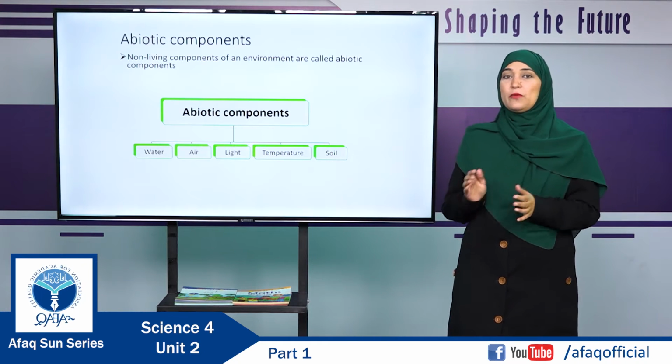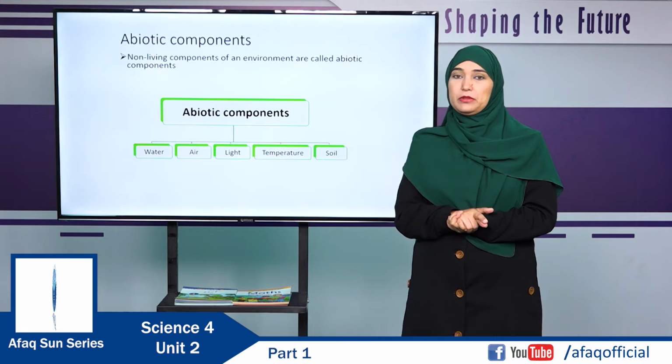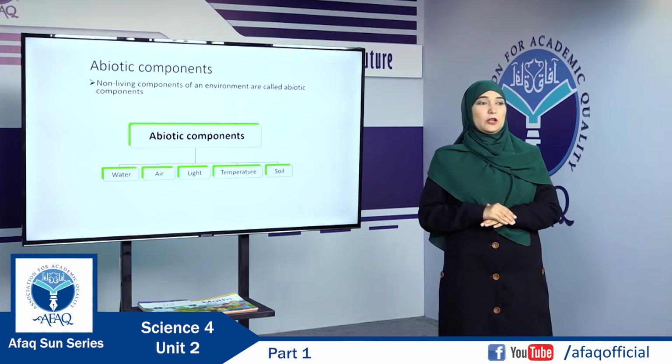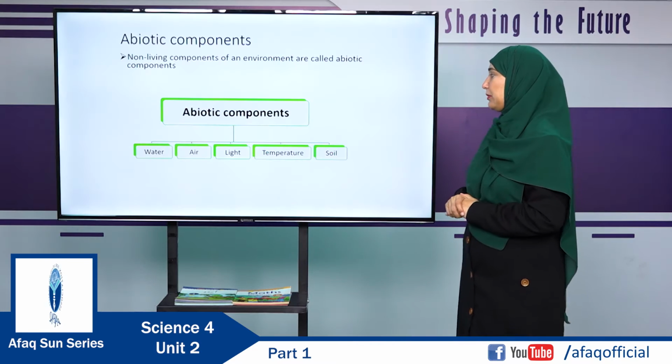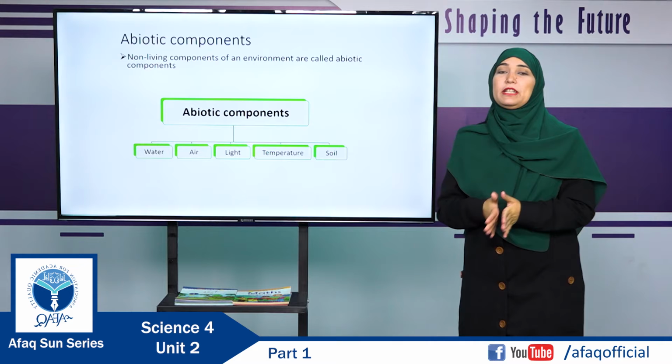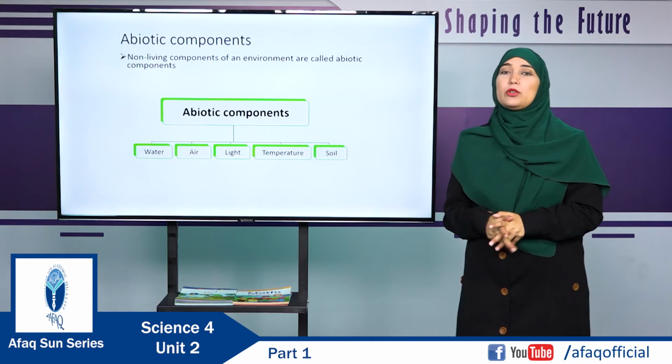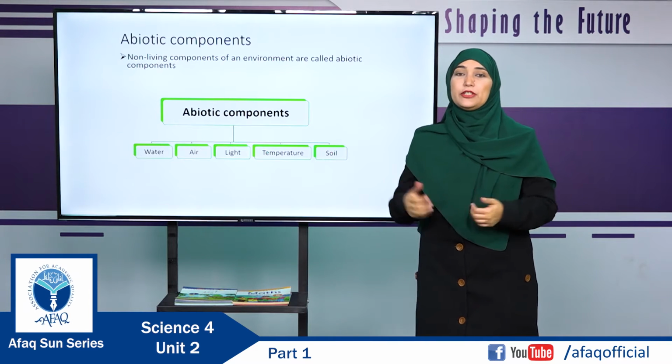Non-living components of an environment are called abiotic components. Abiotic components include water, air, light, temperature and soil. These components have great importance. If you want to know more about them, read your book.